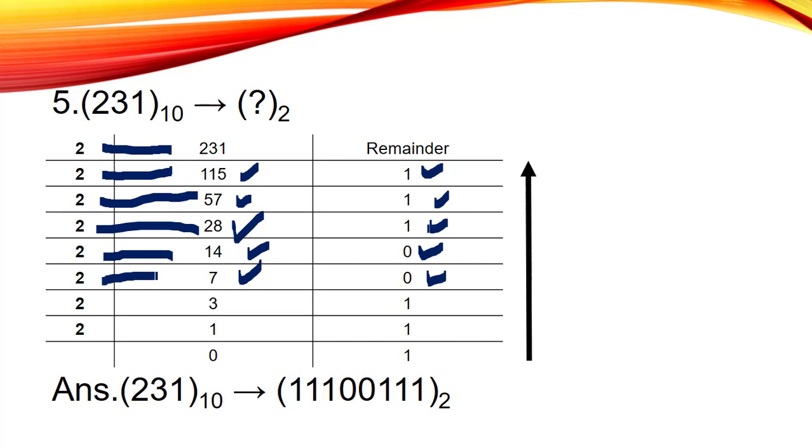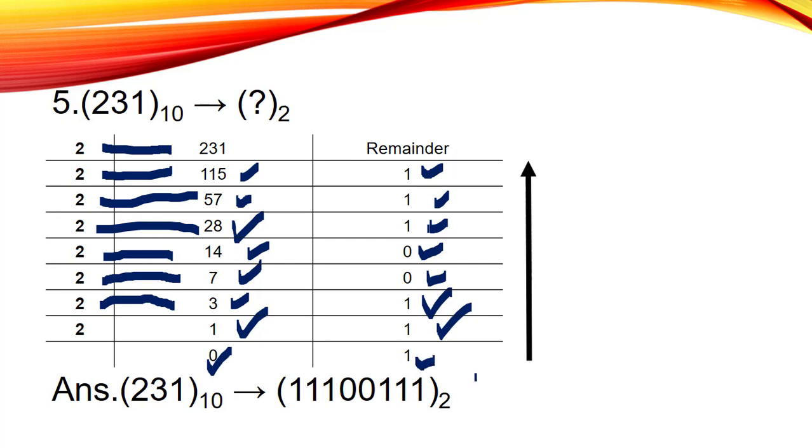Then we have to divide this 7 by 2. The result will be 3 and a remainder of 1 will be generated. Then in the next step we have to divide this 3 by 2. The result will be 1 and a remainder of 1 will be generated. Then at last we have to divide this 1 by 2. The result will be 0 and a remainder of 1 will be generated.